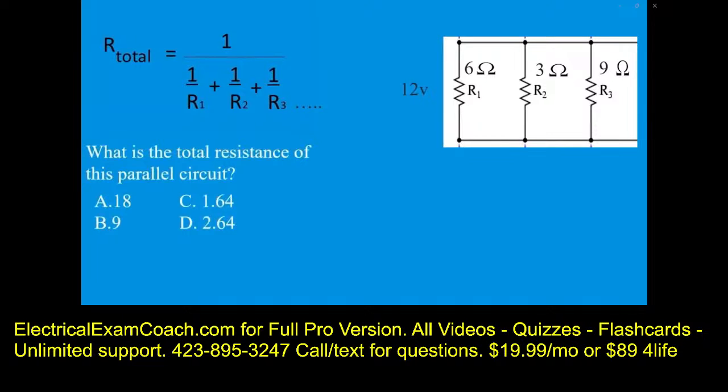I want to point out right away that we have 4 options here in our question. The answer is always going to be smaller than the smallest resistor in the circuit. So if you're in your testing center and you get a question like this, we can tell right away that A and B are not going to be correct, because the total resistance of a parallel circuit is going to end up being smaller than the smallest resistor. That's an easy way to figure that out.